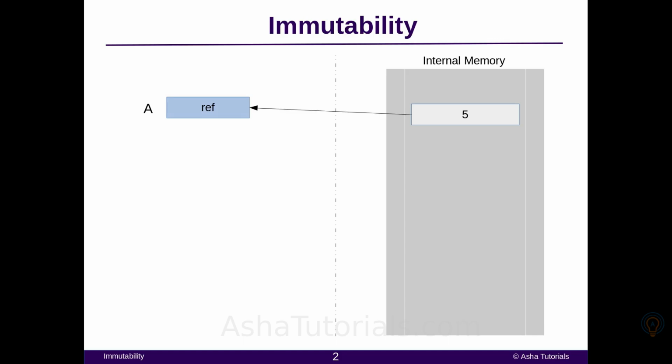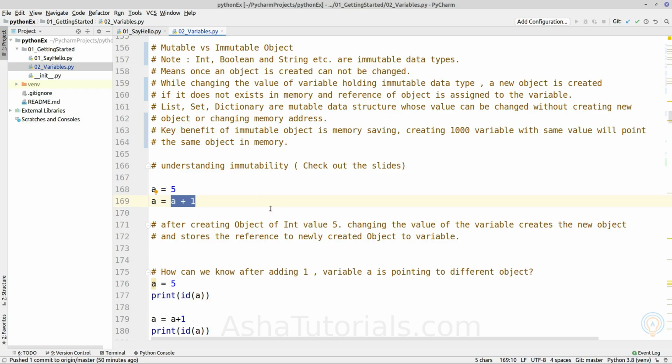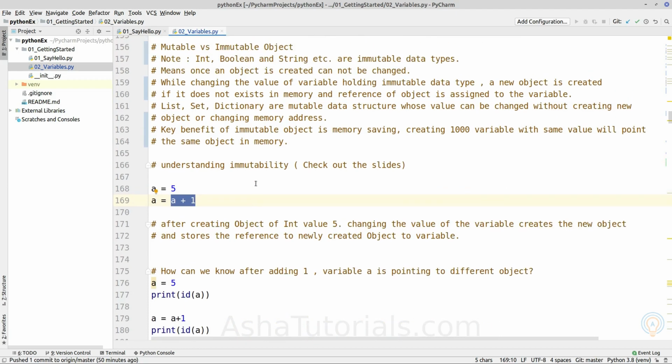Now when incrementing the value by 1, Python will first check whether an integer type object with value 6 exists in memory. If it exists in memory, it will just return the memory address of that object. Otherwise, it will create an object of integer type which contains value 6 and return its reference to variable a. Okay. So that is for immutable objects.